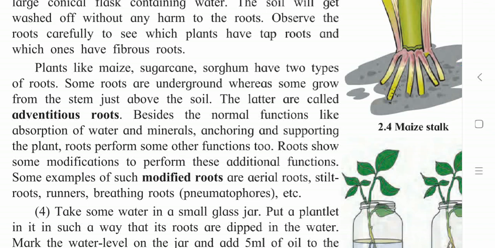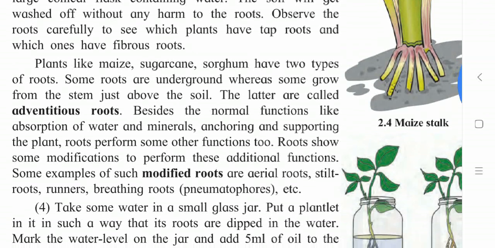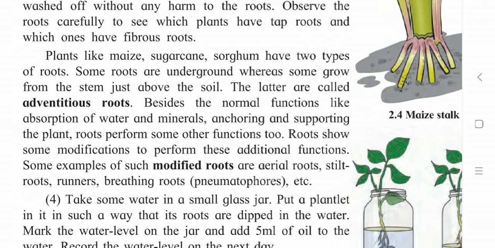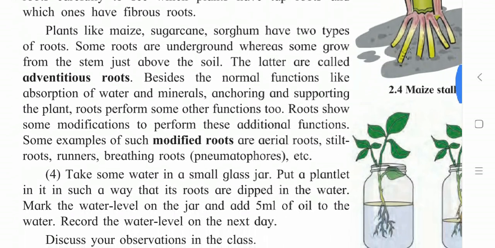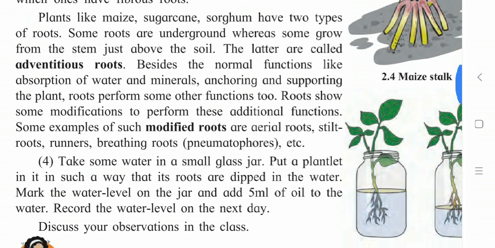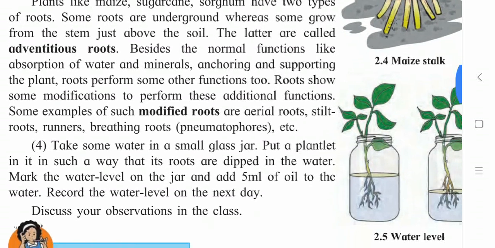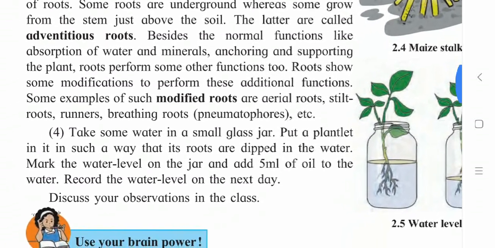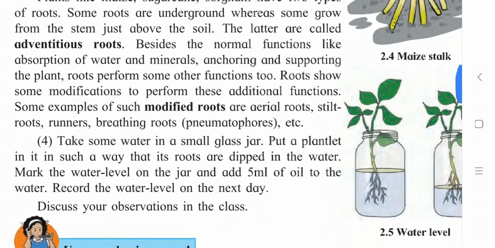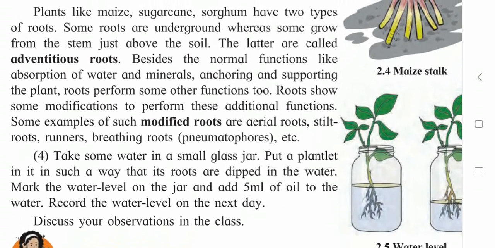Besides the normal function like absorption of water and minerals, they also support the plant. Roots show some modifications to perform these additional functions. Some examples of modified roots are aerial roots, stilt roots, runners, breathing roots. A lot of examples are there.